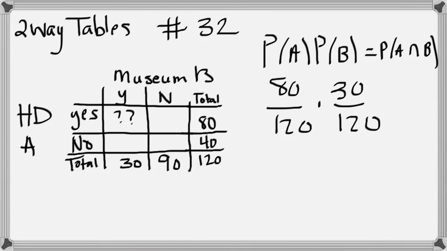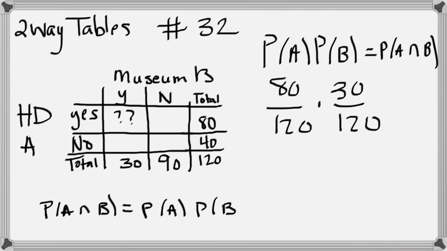So if they're independent, then I can just multiply this together, right? No. If they were dependent, what would you have to do? What's the multiplication rule for dependent events? Watch. This is for dependent. For A and B, it's going to be equal to the probability of A times the probability of B given A.